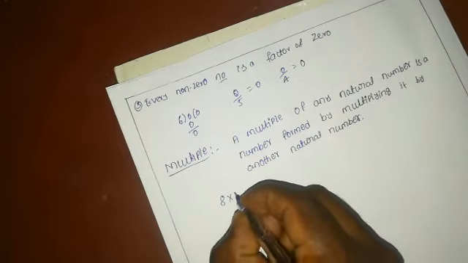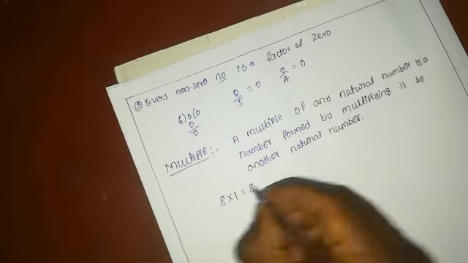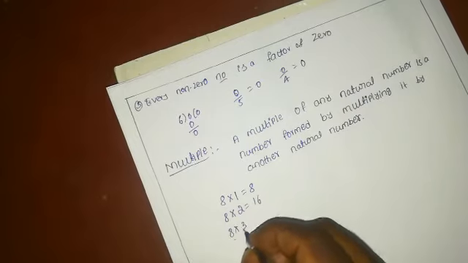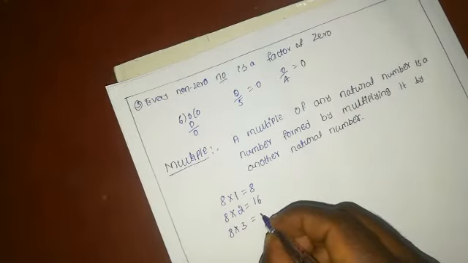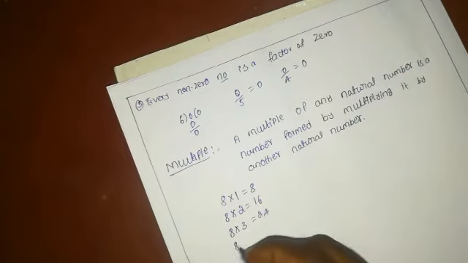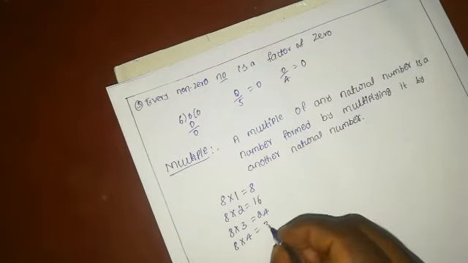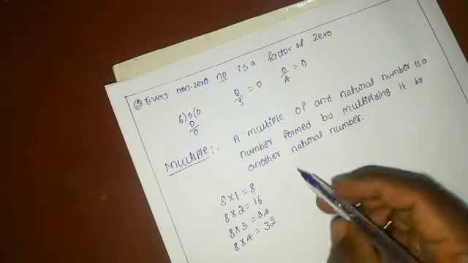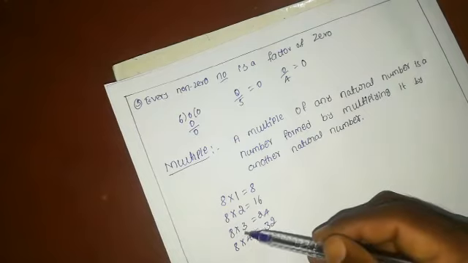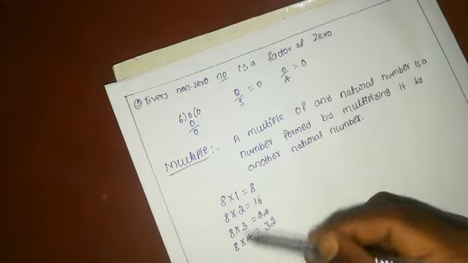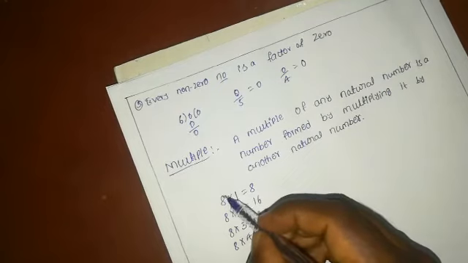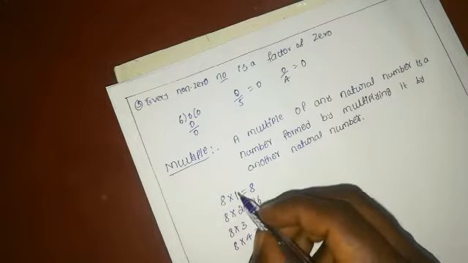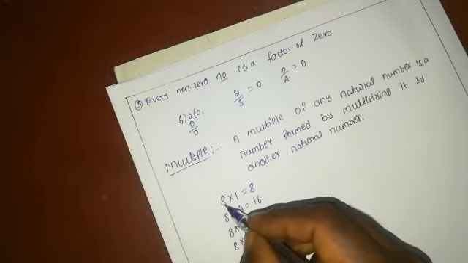For example, 8 multiplied by 1 we get 8. 8 multiplied by 2 we get 16. 8 multiplied by 3 is 24, and 8 multiplied by 4 we get 32, like this. These are all the multiples of 8. Here 8 is a natural number, multiplied by another natural number, that is 1, 2, 3 and 4. The formed number is called a multiple of the given number.